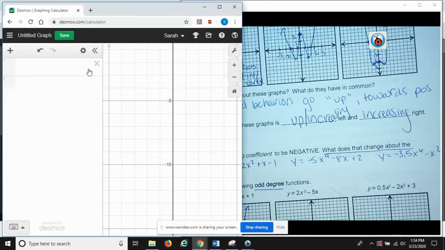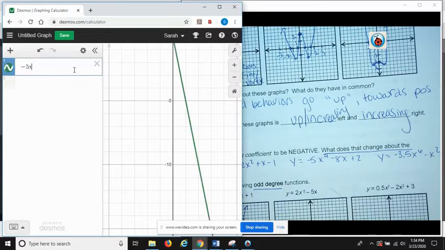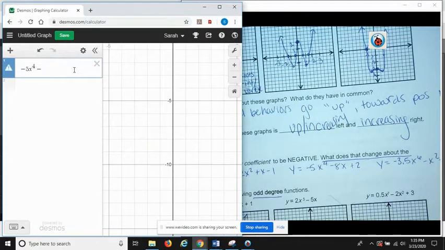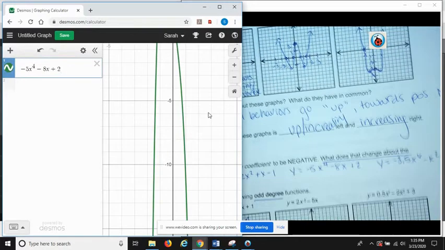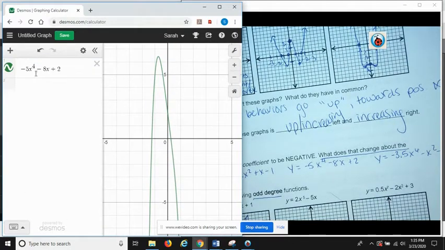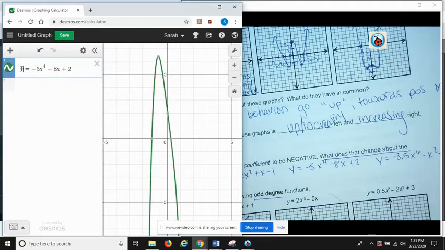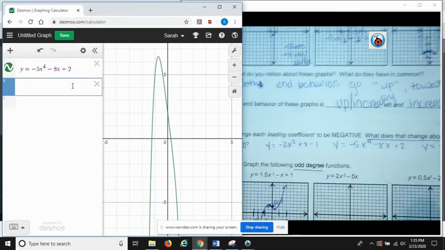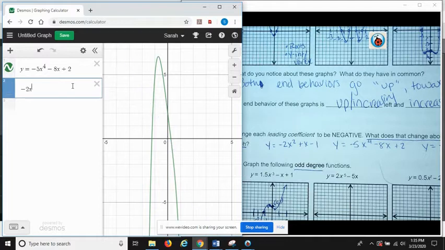So we'll have negative 5x to the fourth minus 8x plus 2. And this one also now faces down. Okay. And the last one is also going to do the same thing. All right. Let's see. We're going to have negative 2x squared plus x minus 1. Okay, so it switches it so that it's facing down instead.